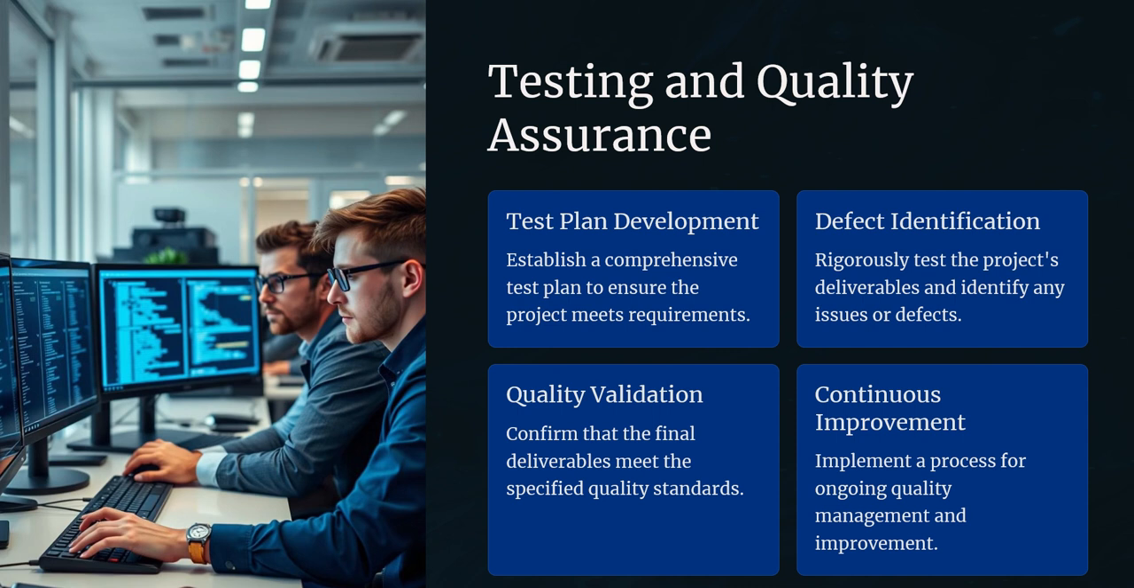Next is testing and quality assurance. This contains creating the test plan, defect identification, quality validation, and continuous improvement. Creating the test plan means developing a comprehensive test plan to ensure the project meets the requirements. Defect identification rigorously tests the project's deliverables and identifies any issues or defects. In quality validation, we confirm that final deliverables meet the specified quality standards. In continuous improvement, the team implements a process for ongoing quality management and improvement.